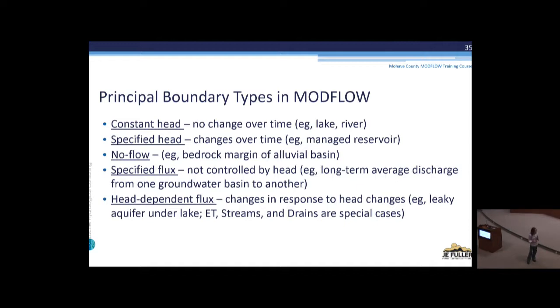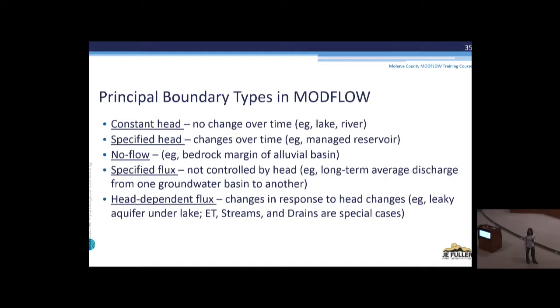A no-flow boundary is easy. That can be just bedrock, basically, on the bottom or on the sides. Specified flux, this says it's not controlled by head at all. It's just a constant tap that's turned on, flowing at a certain rate all the time.